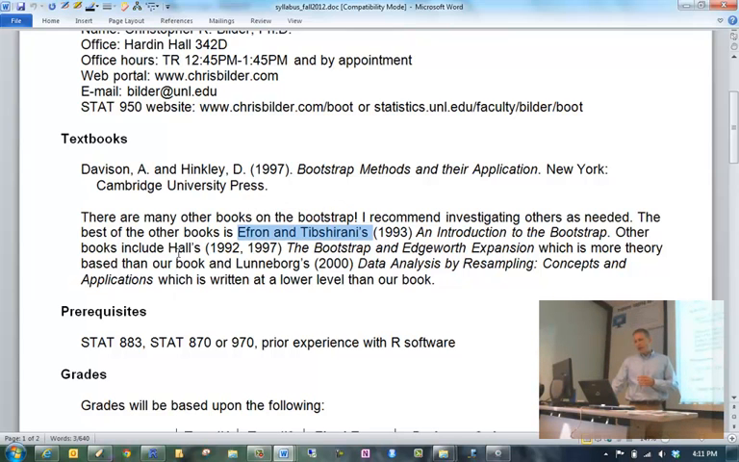There are other books out there, such as Peter Hall's book, The Bootstrap and Edgeworth Expansion. Basically, that really gets into all the theory behind the bootstrap and is just focused on that. It really gets into the asymptotics part.